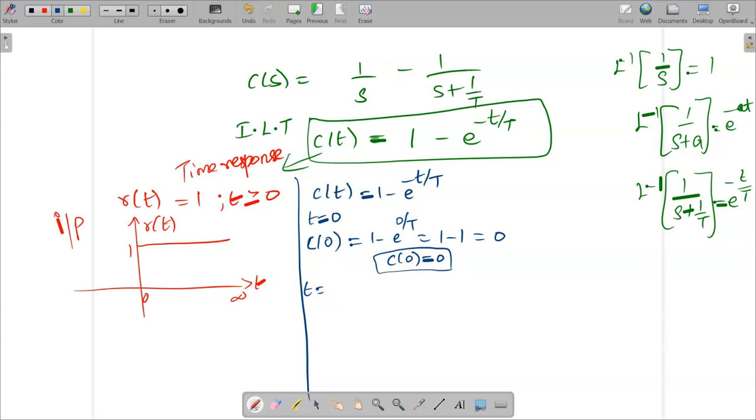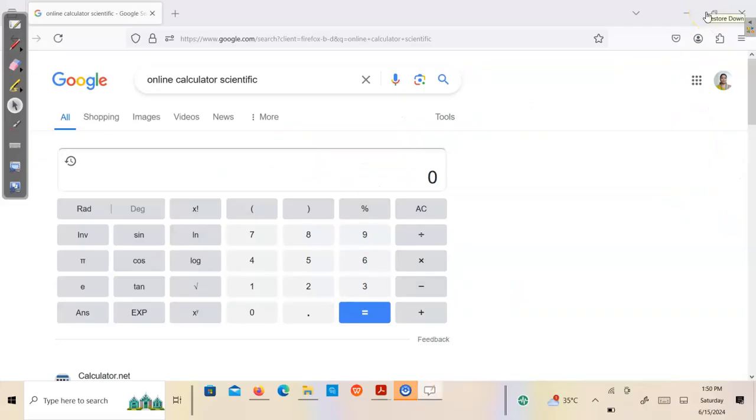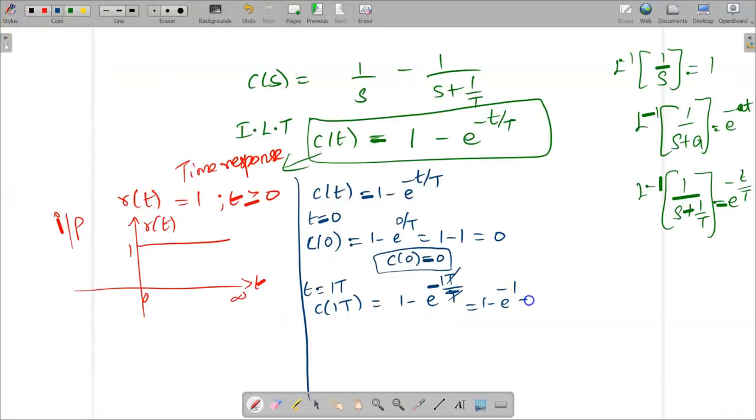Similarly, let me substitute some other time t value. Let me take it as 1T. Okay, some time constant I am taking, 1T. So c of 1T is, wherever I have small t, just substitute 1T. So 1 minus e power, here small t is 1T divided by this capital T. Okay, so T gets cancelled. So 1 minus e power minus 1 I have. Okay, so I have to find out, using your calculator, e power of minus 1 is nothing but this value. 1 minus, this answer is 0.63. Okay, so this value is 0.63.